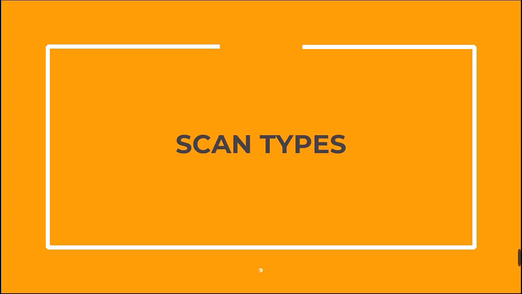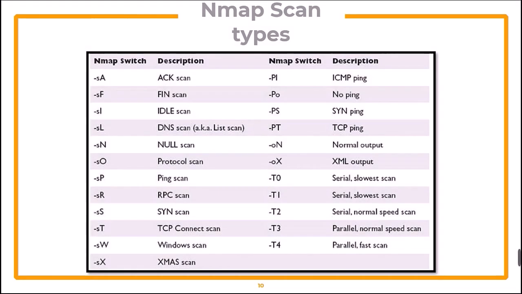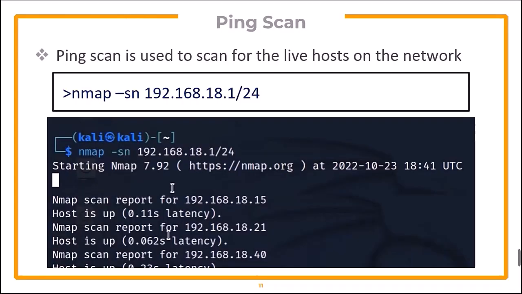In this video, we are going to see some scan types. There are a number of scan types that Nmap supports. We are going to see only the most popular ones. Ping scan is used to scan for the live hosts on the network. Just use the command with the -sn flag, and it will tell us which hosts are up.